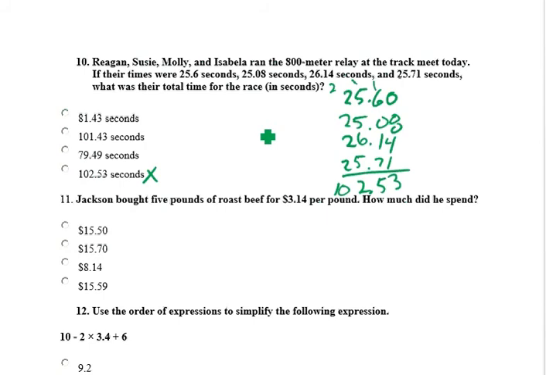Okay, Jackson bought 5 pounds of roast beef for $3.14 per pound. How much did he spend? Well, 1 pound cost him $3.14, but he bought 5. So we could add $3.14 5 times. That would give you the right answer. We just put a $3.14, $3.14, $3.14, $3.14, and add it up. Or we could just multiply by 5.